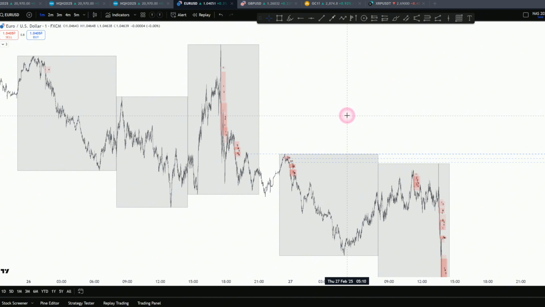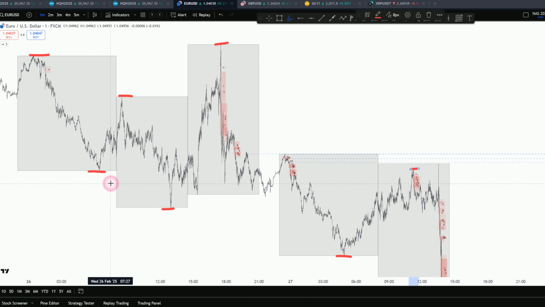Okay, so let's have a look at market structure, external and internal. What are we talking about when we talk about external structure? That is your swing highs and swing lows. If we start over on the left here, we've got a high that comes down to a low, that comes up to a high, that goes to a low, that goes to a high, that goes to a low, that goes to a high.